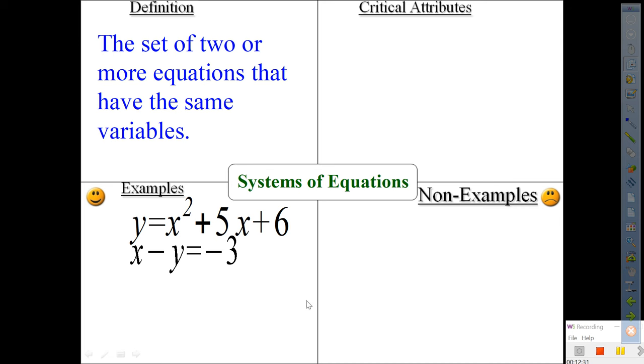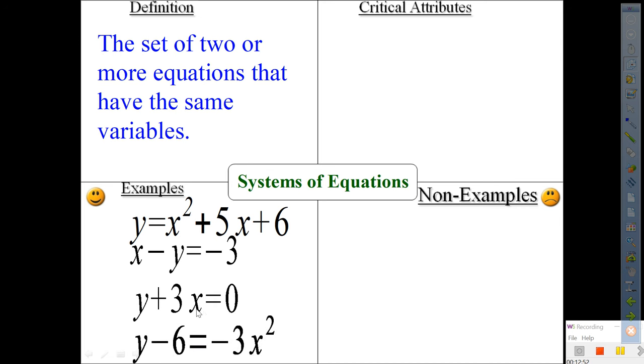Okay, here's another example. y plus 3x equals 0, and y minus 6 equals negative 3x squared. Once again, is it two or more equations? Yes. Do they have the same variables? Yes. All right. So these are systems of equations, obviously, because it's two or more equations and they have the same variables.